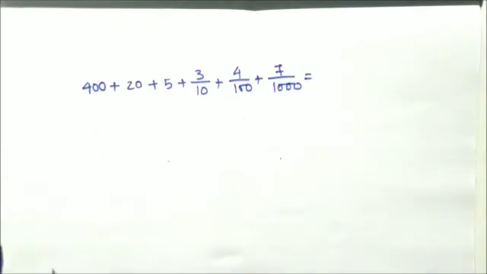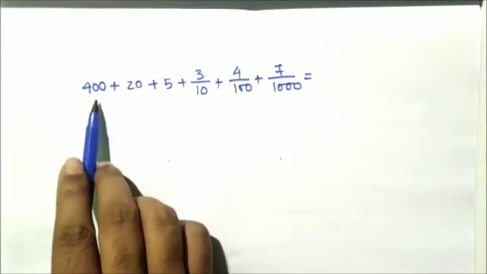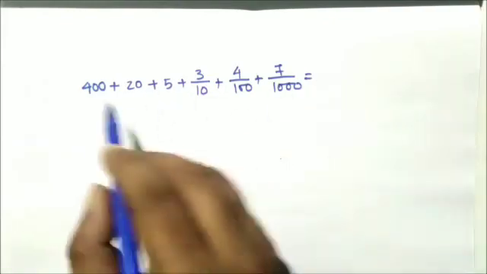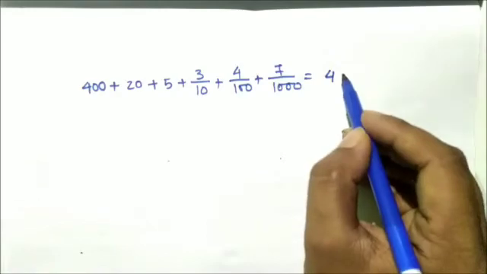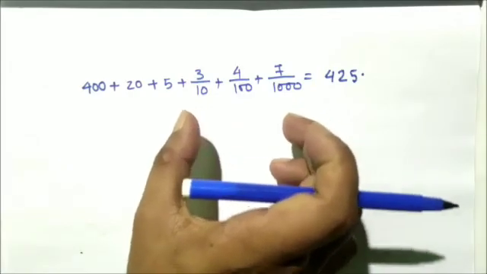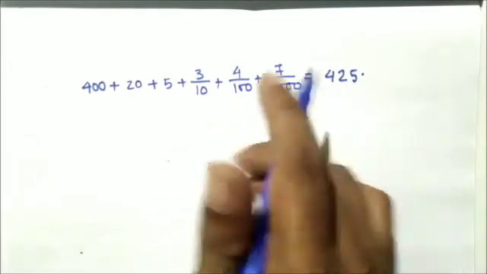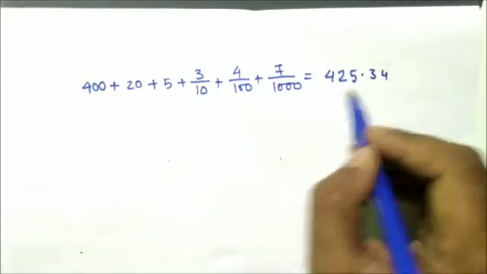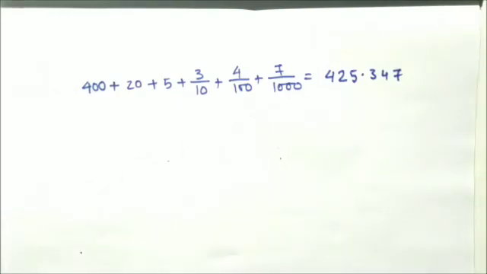So what will be the decimal form? Immediately say 4 is placed at the hundreds place, 20 is placed at the tens place. So 4, then 2 at the tens place, 5 at the ones place. When fractions come, just think that the point will definitely come. So after the point, 3 tenths, 4 hundredths, 7 thousandths. Right? So in this way we can write in the decimal form.